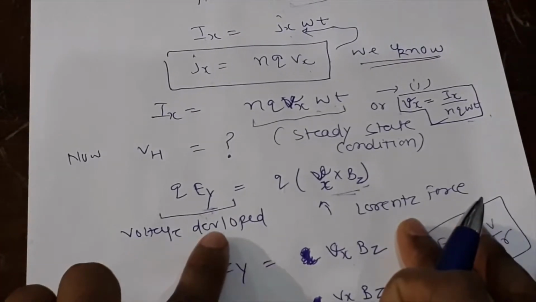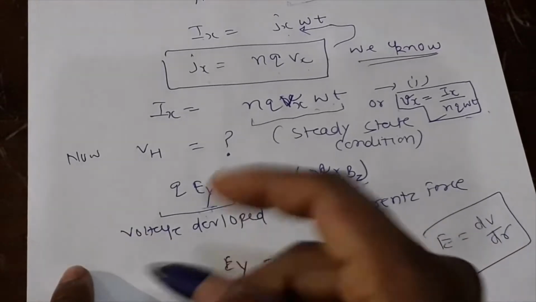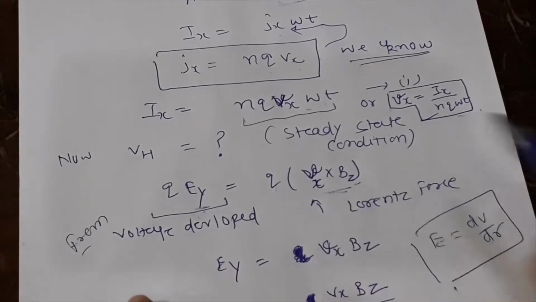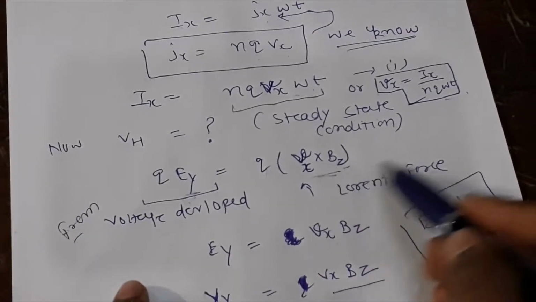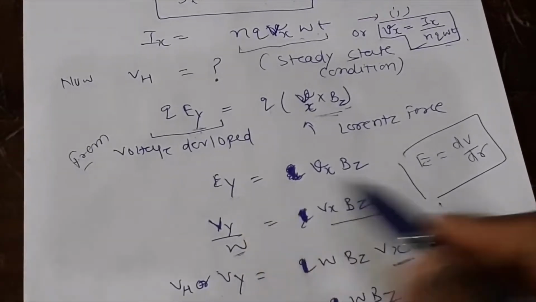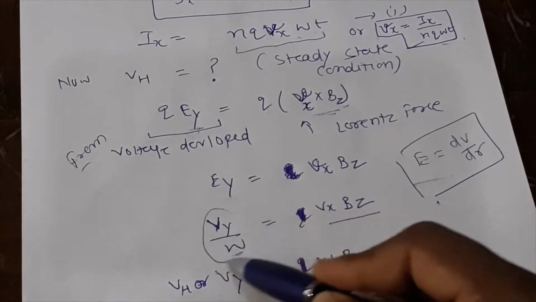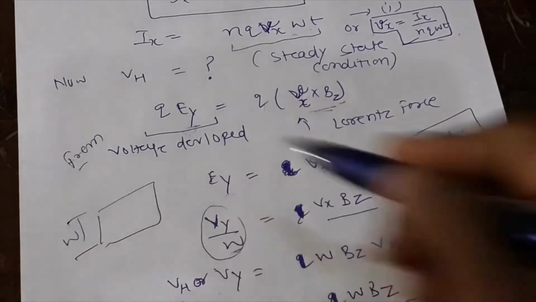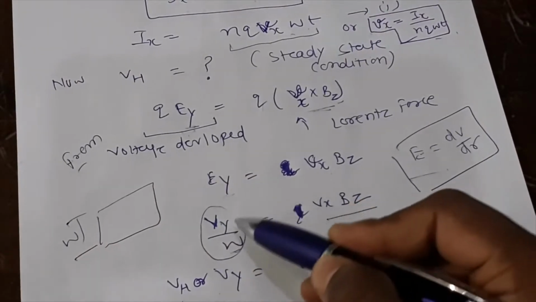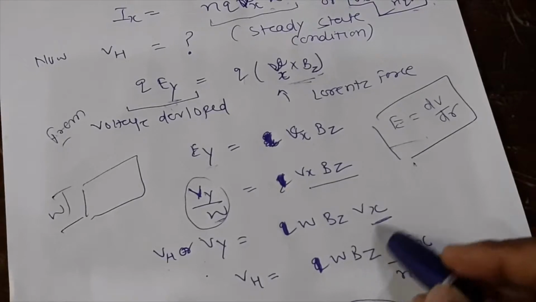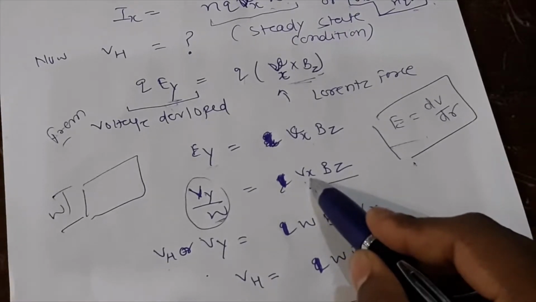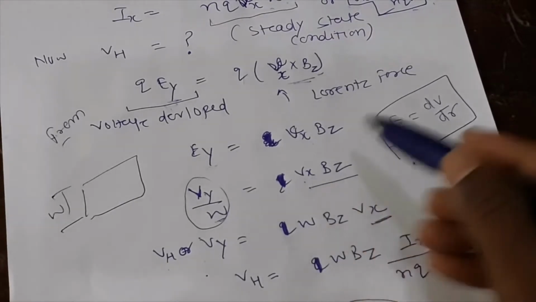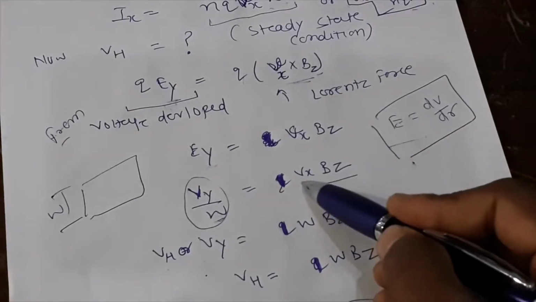So q E_y, that is from the voltage developed, is the electric force, and that is the magnetic force. They are perpendicular to each other, so you can write q v B, and E_y you can write as dV by dW, where W is the width of the sample, and V_y is the same as V_H. Now if you see here, there is a v_x term here. So what you can do is put the v_x value from here.